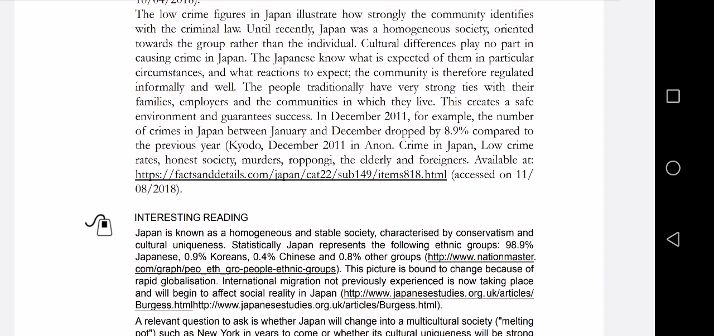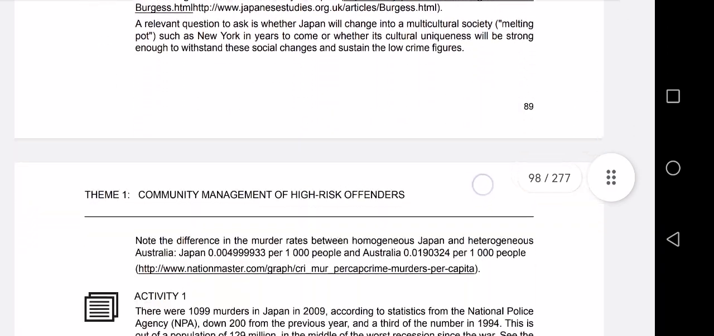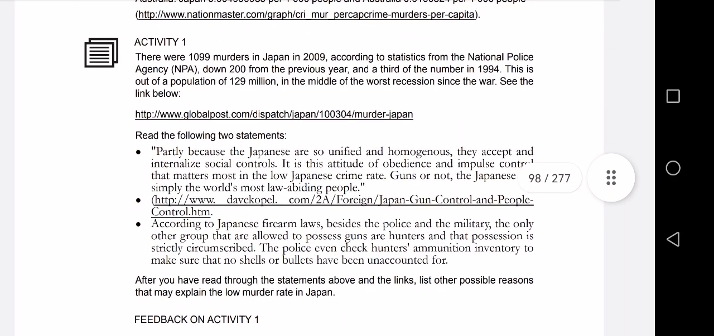Proceed to interesting reading. This is an interesting reading about Japan. We move on.